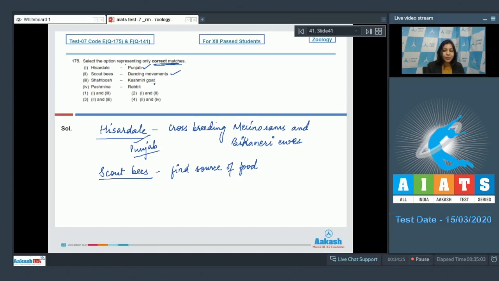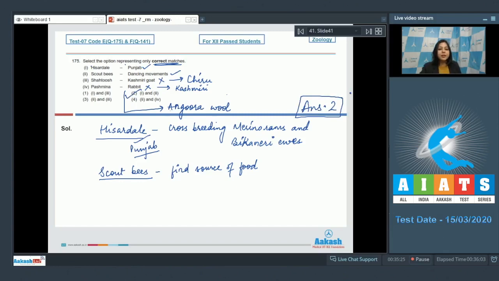Number 3, Shahtoosh, Kashmiri goat. This is an incorrect match as Shahtoosh is obtained from Chiru. Number 4, Pashmina from rabbit. This is also incorrect as Pashmina is obtained from Kashmiri goat. And rabbit is the source of Angora wool. So the correct matches are only 1 and 2. So the correct answer becomes option number 2. Moving on to the next question.